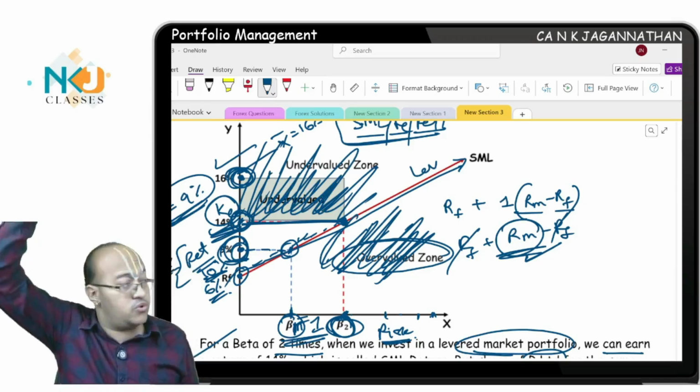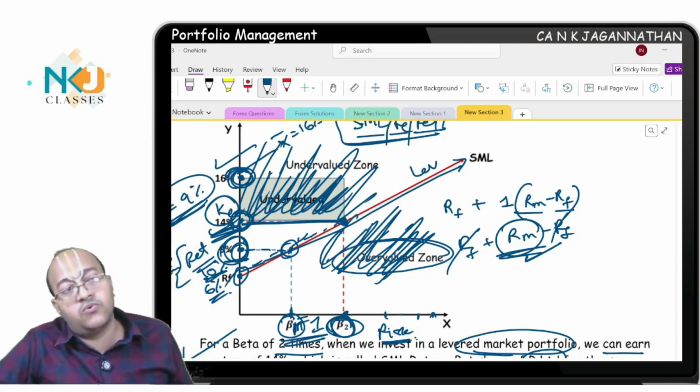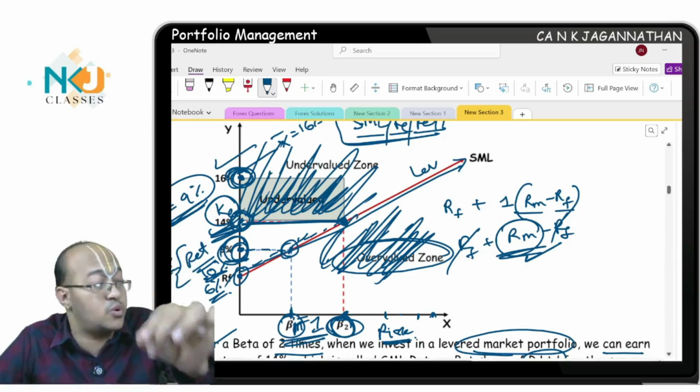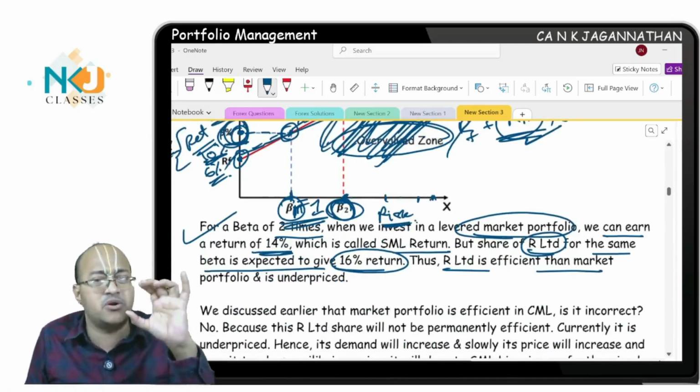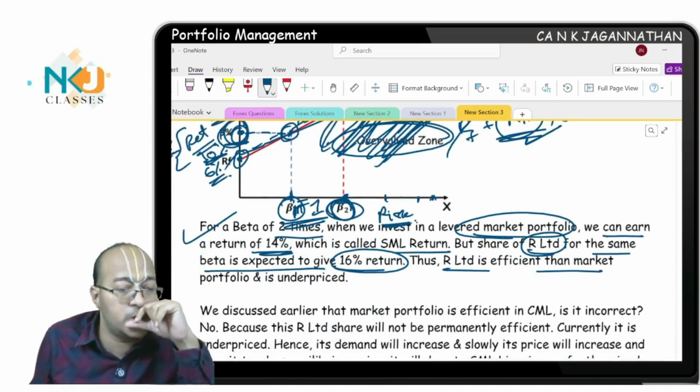So they are even above this, they are over-satisfying your requirement. Now, how can you say they are efficient? The underlying assumption itself seems wrong. But you should not question what they are saying. For some particular period, a small period, it might be undervalued or overvalued. I will tell you an example.